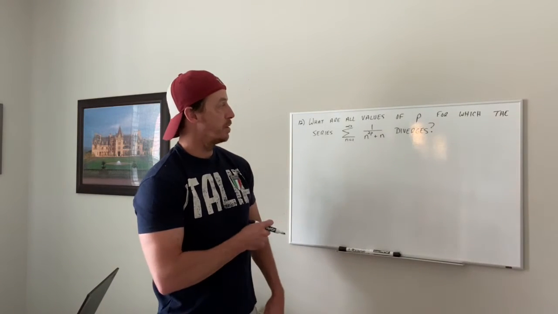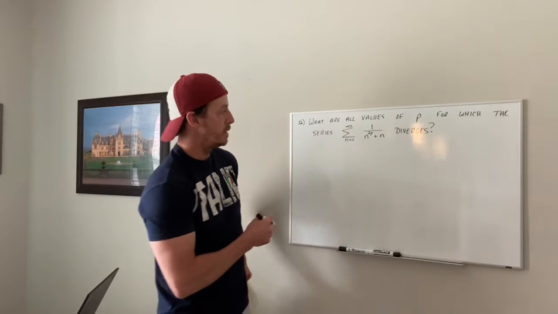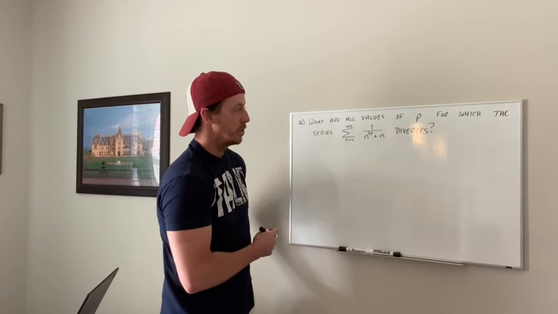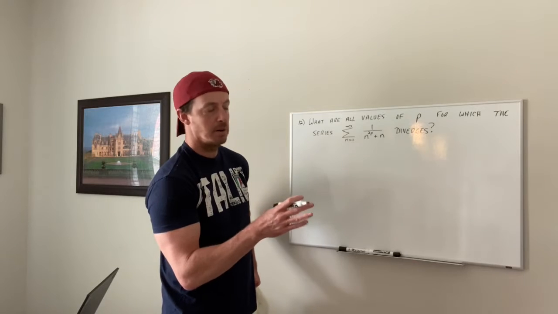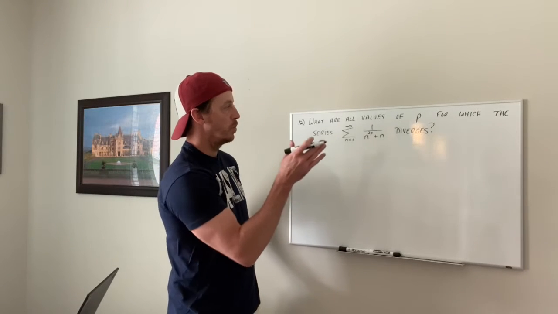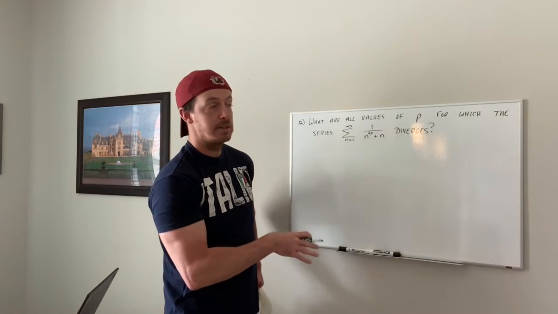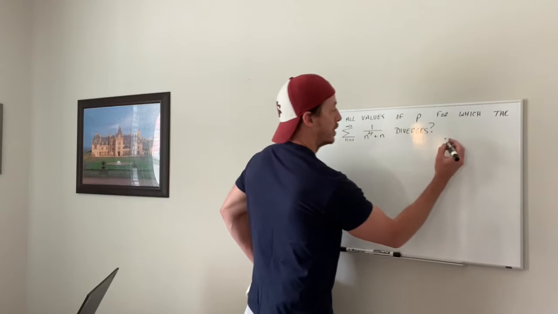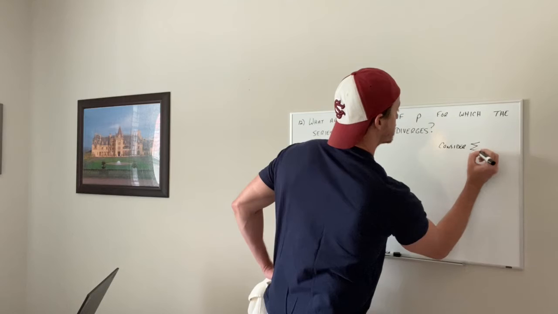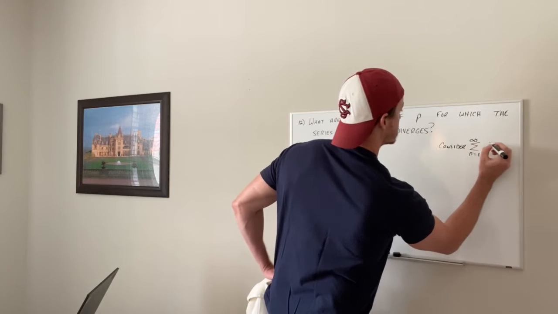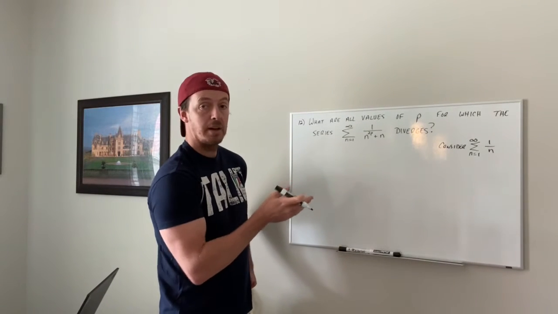All right, so number 12 said, what are all values of p for which that series diverges? It should occur to you, if you get a question like this, you're probably going to be comparing it to some other series. Since we want this thing to diverge, it makes sense to compare it to a series that I know diverges. So let's consider the series one over n, the harmonic series, because I know that it diverges.